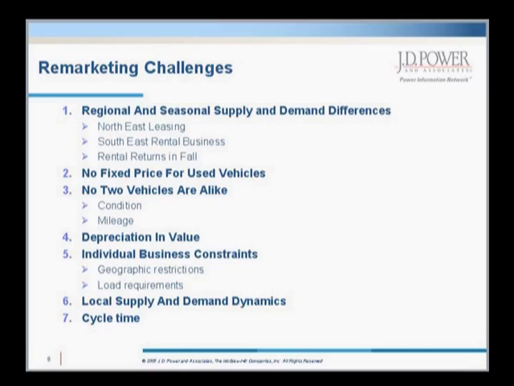Second biggest challenge has to do with the pricing. If you were to go out in my example and ask 10 used car guys to give you a quote for your vehicle, I guarantee you you'd get 10 different quotes and you'd be still fighting over the price.